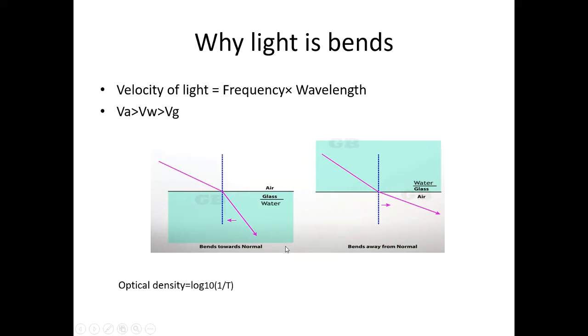The optical density is given by log base 10 of 1 by T. The procedure for doing this experiment is actually the same as our previous experiment. By using this formula only, we can find out the optical density. Here T is the transmittance. By using this formula, we can calculate the optical density.